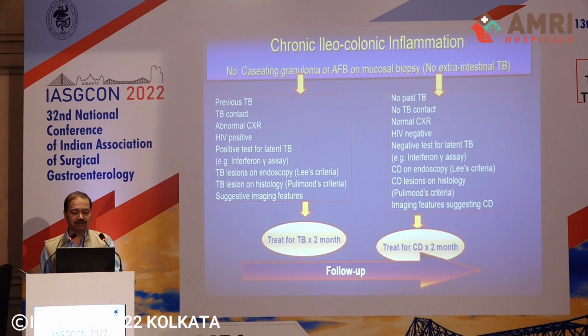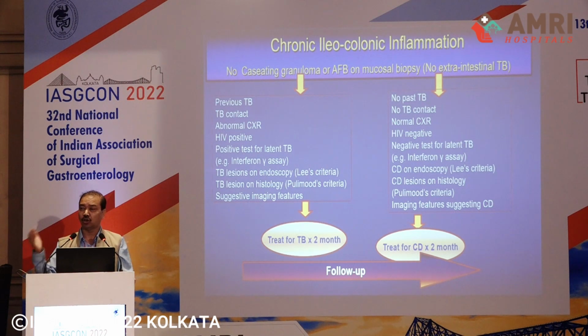Look at the left-sided box. It says, try to see, is your patient having tuberculosis? How to do that? Previous TB, TB contact, abnormal chest X-ray, HIV positive, a positive test for latent TB such as, let us say, QuantiFERON TB Gold, Mantoux test, interferon gamma assay, TB lesion on colonoscopy, because we know on colonoscopy you can have a lot of cobblestoning such as in Crohn's. On the other hand, there are certain tubercular characteristics like circumferential ulcer. TB lesion on histology. What is the histology of a TB lesion? Large granuloma, confluent granuloma, caseation. These are features of TB granuloma.